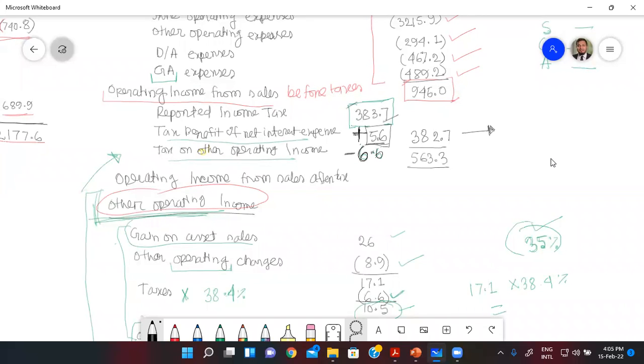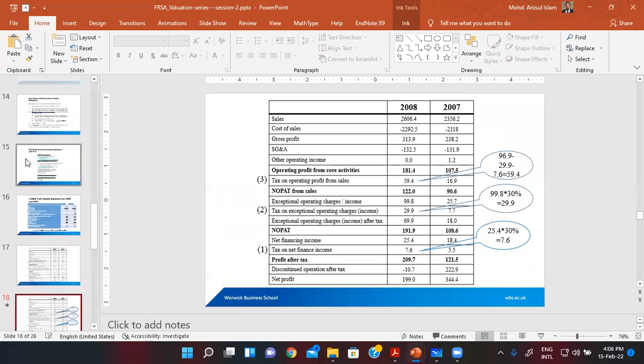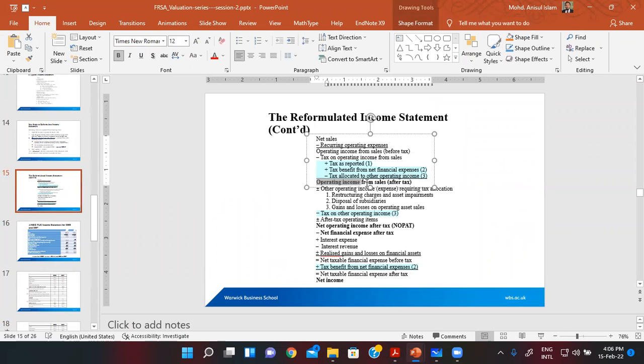It indicates the tax burden on the operating profit coming from the sales, or coming from the core operations. You probably can recall that I showed you in this part here the operating income from sales after tax, and it is coming from my core operation.